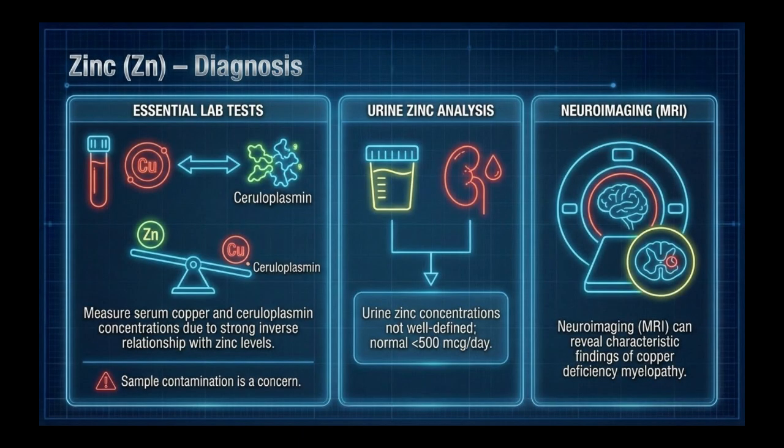Due to zinc's ubiquity, sample contamination is a concern. In suspected zinc poisoning, measuring serum copper and ceruloplasmin concentrations is essential, given the strong inverse relationship between zinc and copper levels. Urine zinc concentrations are not well defined, but normal levels are generally considered less than 500 micrograms per day. Neuroimaging, particularly MRI, can reveal characteristic findings of copper deficiency myelopathy in chronic zinc exposure.